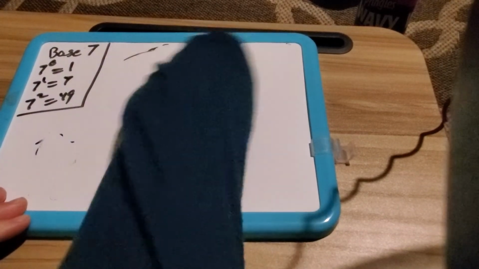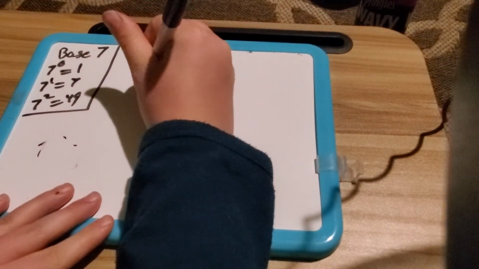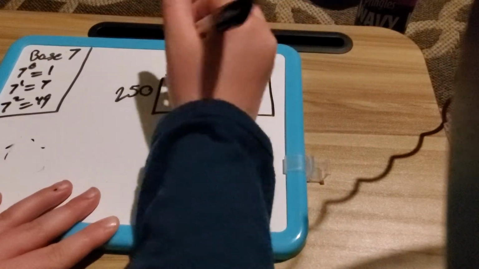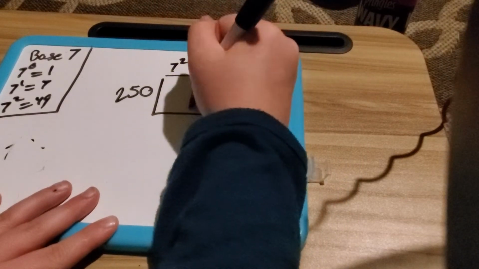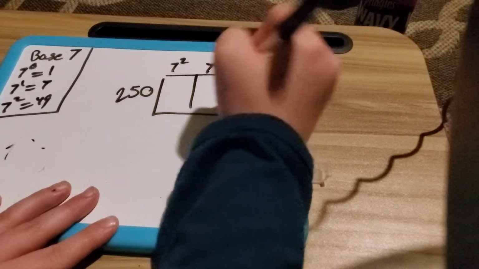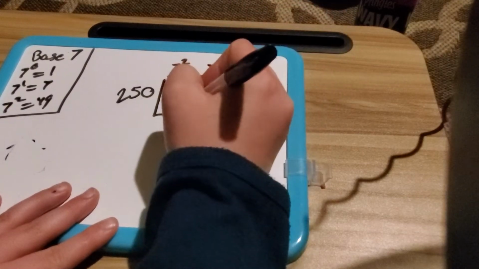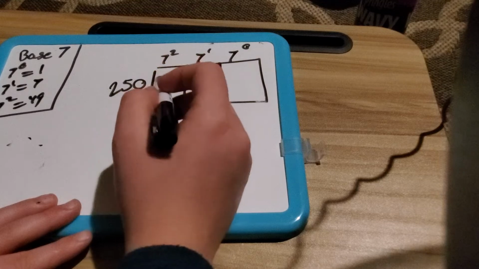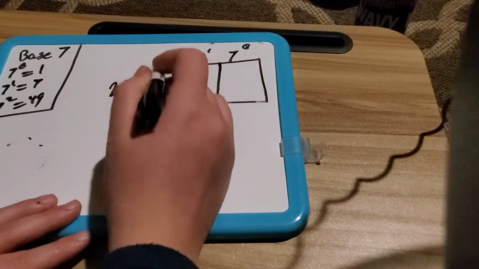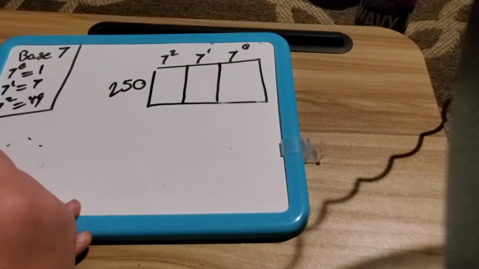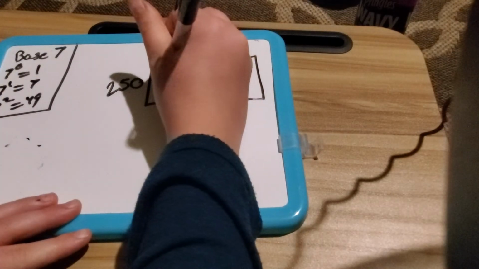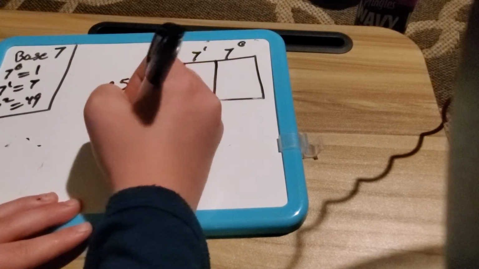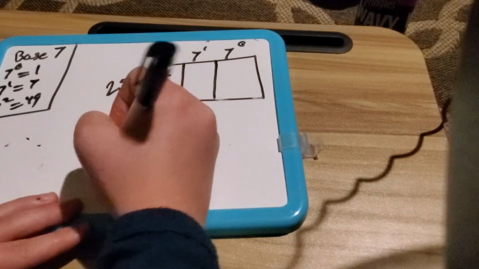Now, moving on, let's do the number 250. We'll make our chart. And this time we will be needing 7 to the second power because our number is clearly larger than 49. Now, going from here, we've got 7 to the second power, 7 to the first, and 7 to the 0. We got our hundreds, tens, and ones place. I'm going to start with the number 5 in the hundreds place because if you take 7 to the second power times 5, that equals 245.